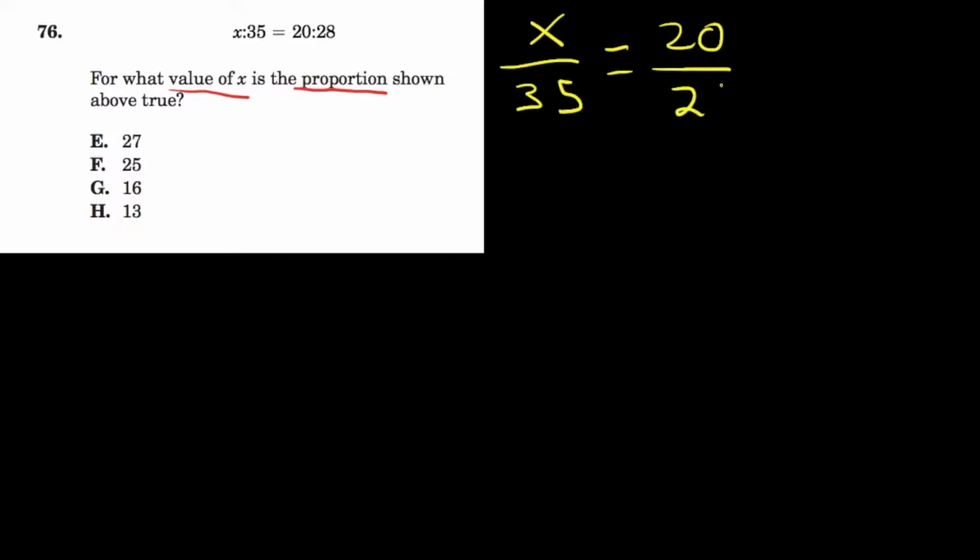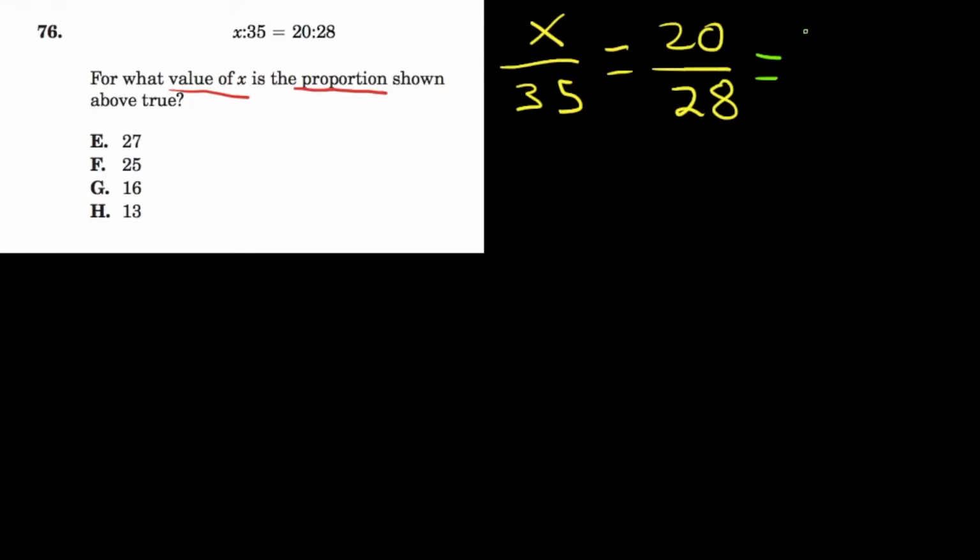So x over 35 equals 20 over 28. The first thing that I'm going to do, you don't have to do this, you'll still get the right answer if you don't, but I'm going to reduce 20 over 28 because I see that I can. They're both even numbers, so they at least have 2 as a common factor. And if I reduce, I'll get an equivalent fraction with easier numbers to work with.